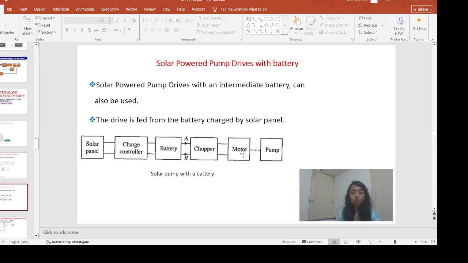Next we have the motor. This motor will convert the electrical energy into mechanical energy to drive the pump. And this motor will power the pump, which moves the water or other fluids as per requirement. Then we have the pump. This pump utilizes the motor's mechanical energy to move the fluids, and it will perform the actual work of pumping, which is driven by the motor.